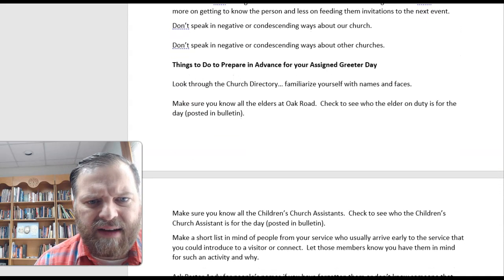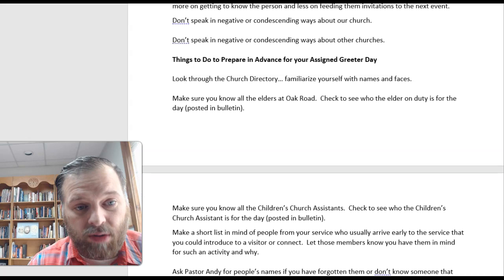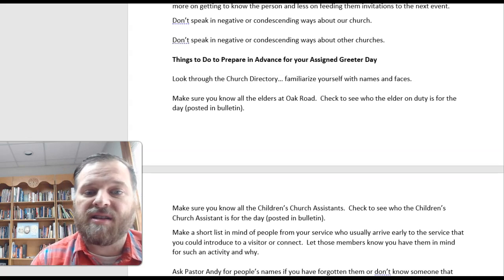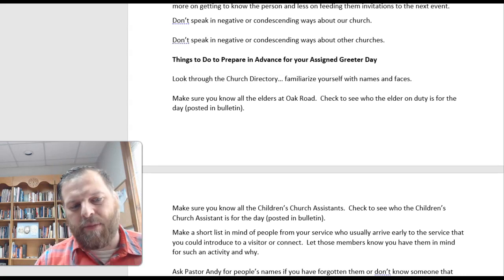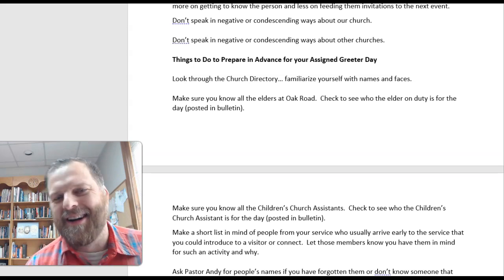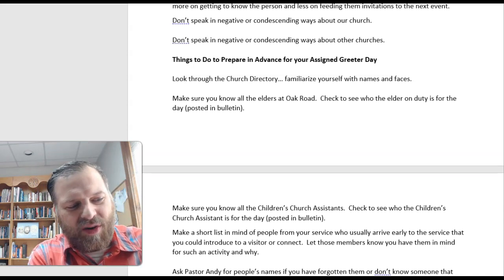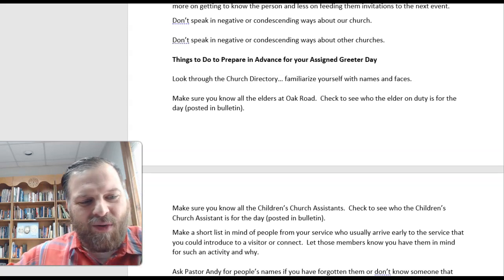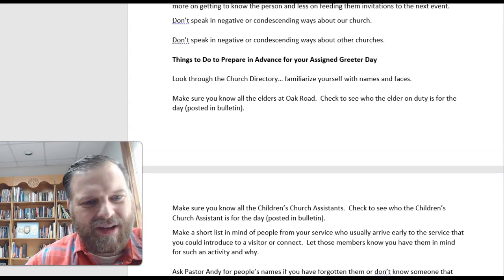Don't speak in negative or condescending ways about our church, okay? Don't speak in negative or condescending ways about other churches. If you start to bash some Baptist churches, for example, someone might say, my father-in-law is a Baptist pastor, so you've just turned someone off, right? Or if you bash some other church, well, that's what I grew up in, or that's what my spouse grew up in, and that's not appealing to them. Okay?